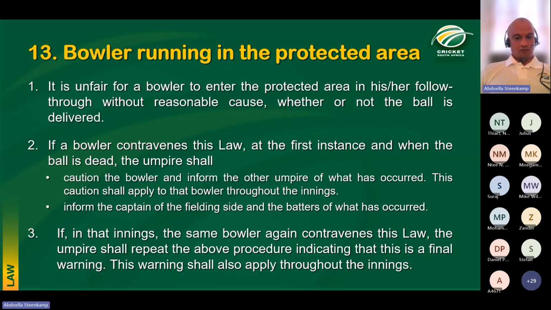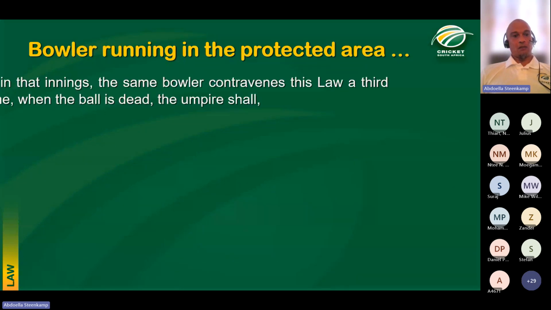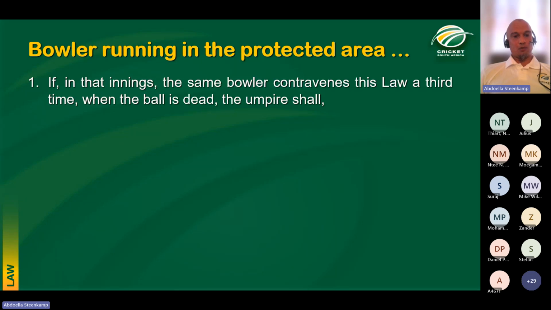Now you need to call the bowler over and tell the bowler, this is now your final warning for running in the protected area. Again, the law tells us that this final warning applies throughout the innings. You then also need to inform the fielding captain that you've given the bowler a final warning, and you need to inform the batters of this final warning. And then you should also inform your colleague that you've given the bowler a final warning for running in the protected area.